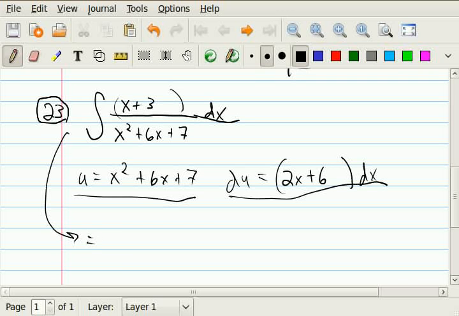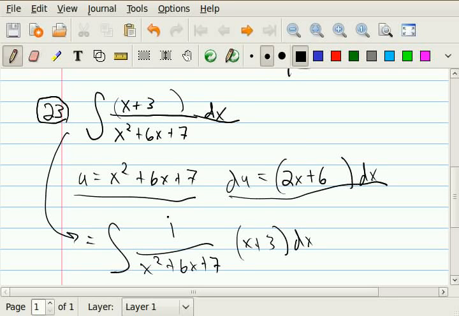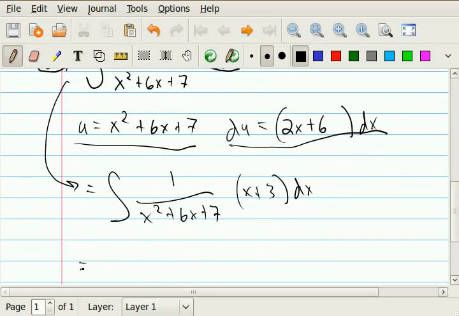Now if you look at what we have, we don't quite have this. We've got 1 over x squared plus 6x plus 7, and then just to keep these things together, x plus 3 times dx. It's always okay to take a factor from the numerator and bring it out front as just a regular term by itself. And if you look at what we have, we're really pretty close right away. We've got certainly the most important thing, 1 over u, that's just u.